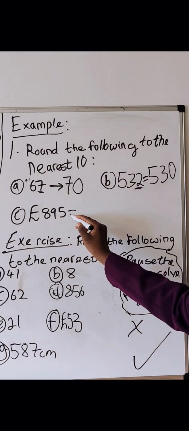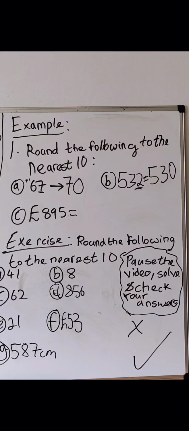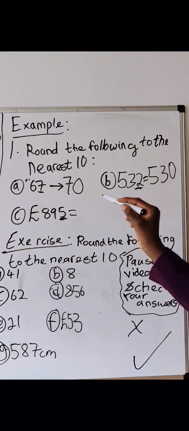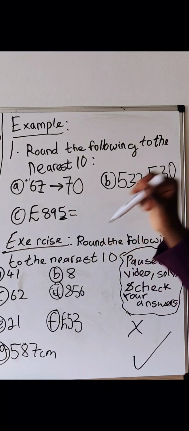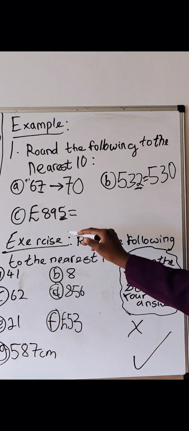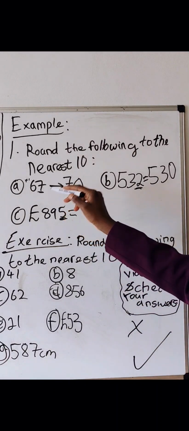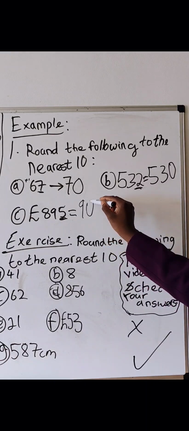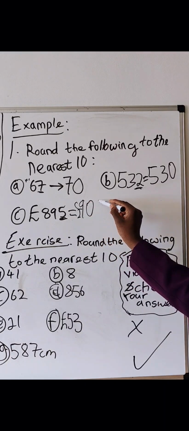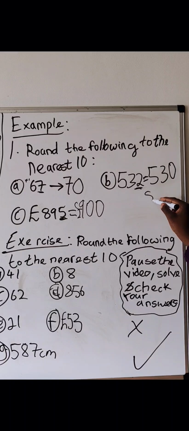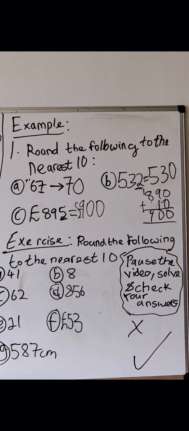We have 895. So this might be tricky for some and this might not be tricky for some. Since this is a round up number, which is 5, it turns to 0 and we add 1 to 9, now it becomes 10. The 10 turns to 0 and we add 1 to 9, which will give us 900 pounds. So we have 890 plus, so this turns to 900, which makes it 900 pounds.